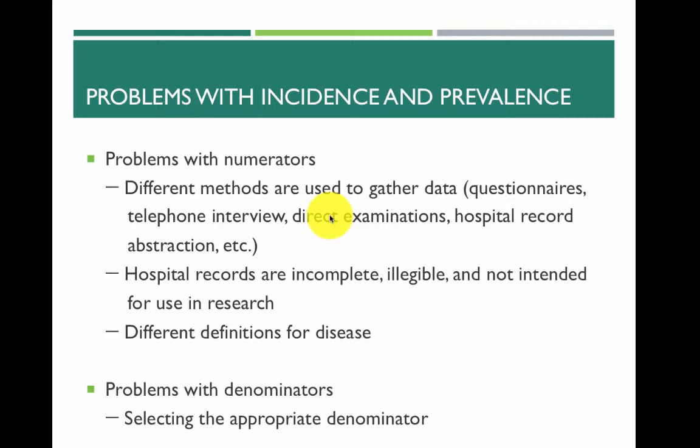There could also be different definitions for disease. So maybe one group used a diabetes cutoff of 140 milligrams per deciliter and another used 128.